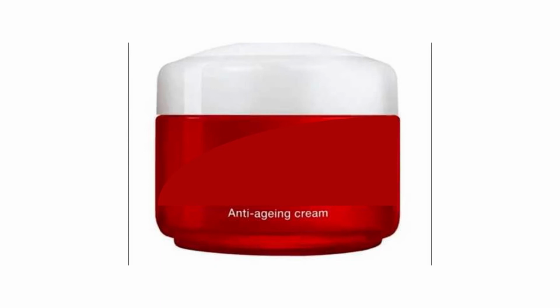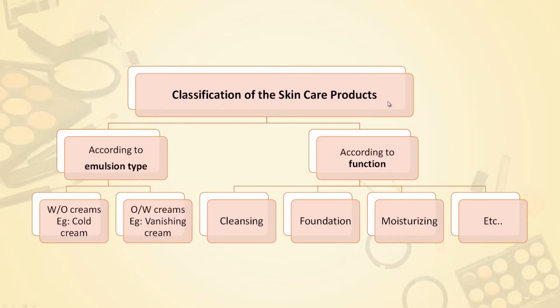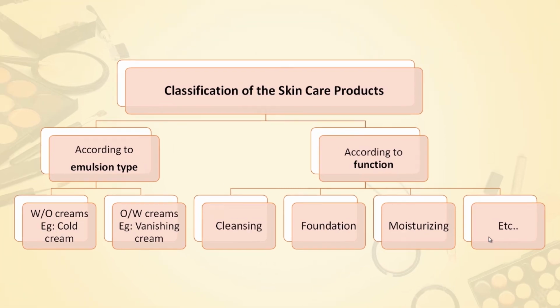In this module we will be discussing cold cream and vanishing cream, which is a part of your syllabus. The skin care cream can be classified on the basis of the type of emulsion. According to the emulsion type, we can classify them as water in oil cream, and the example of this type is cold cream, and oil in water cream, and the example of oil in water type of cream is vanishing cream. According to their function: cleansing, foundation, moisturizing, whatever the purpose of the cream.